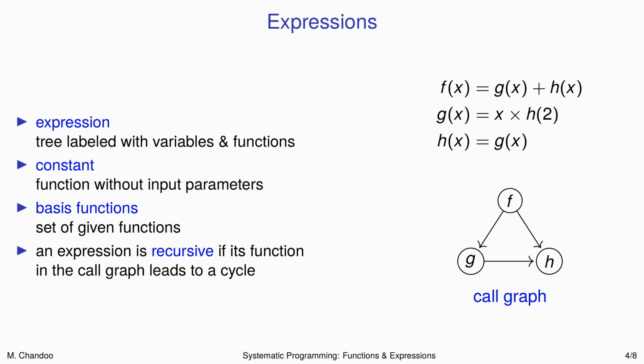But if we change the definition of h, then the graph gets another edge. And now the expression for f is recursive because it leads to the cycle gh. And the expressions for g and h are recursive as well because they are already part of the cycle gh.